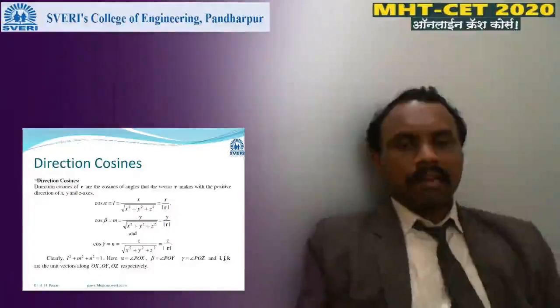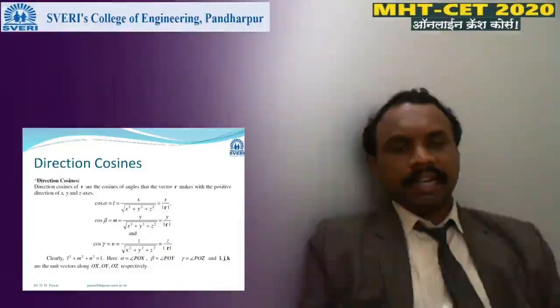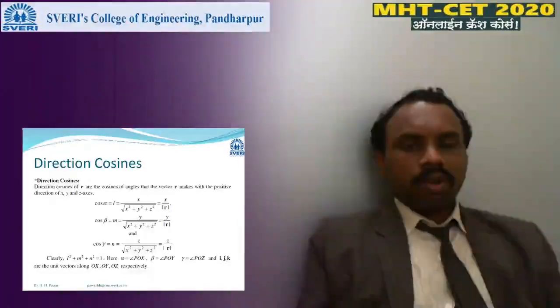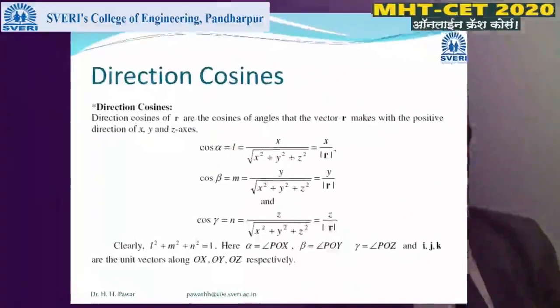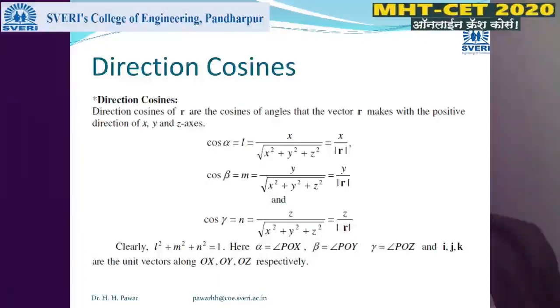And if r bar is equal to xi plus yj plus zk, then l is equal to cos alpha is equal to x divided by square root of x square plus y square plus z square, that is x divided by modulus of r. m is equal to cos beta is equal to y divided by square root of x square plus y square plus z square, which is y divided by mod r. n is equal to cos gamma is equal to z divided by square root of x square plus y square plus z square, that is z divided by modulus of r bar.